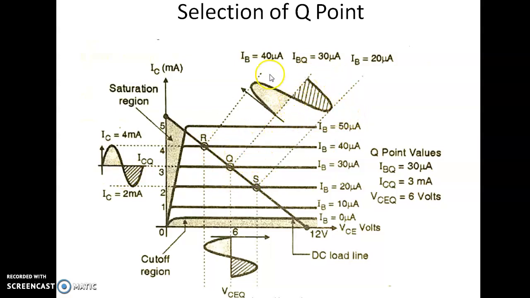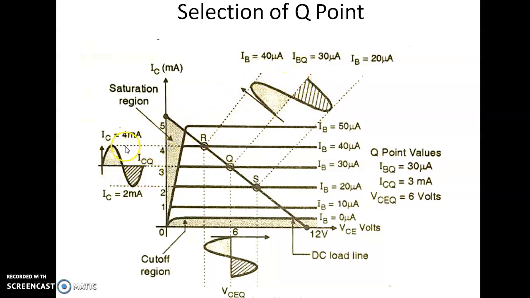We can see this is in microampere and this is in milliampere. Means definitely this signal is amplified. So collector current is amplified. IC is equal to beta times IB. So there is 30 microampere or 40 microampere, multiplied by beta, we are getting the collector current. So we can find the beta. Beta is equal to IC upon IB, 4 milliampere upon 40 microampere. By solving this, we can get beta.